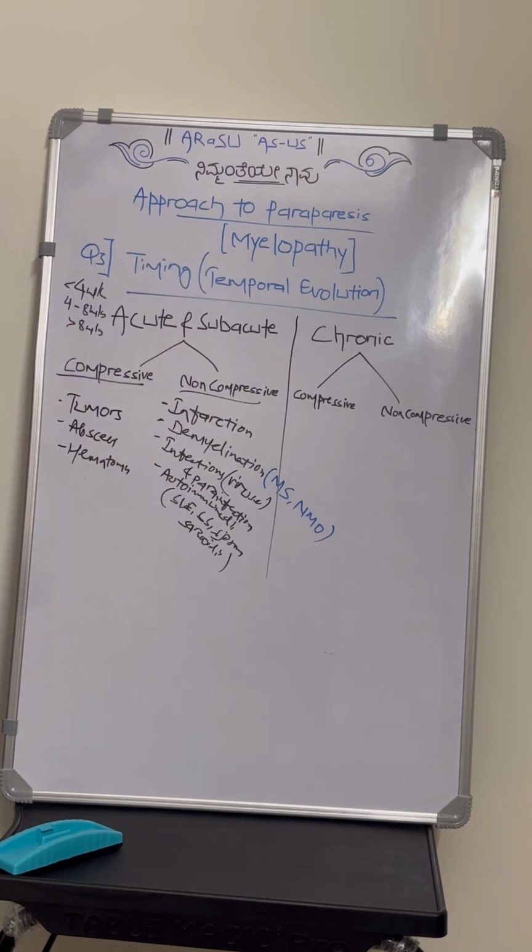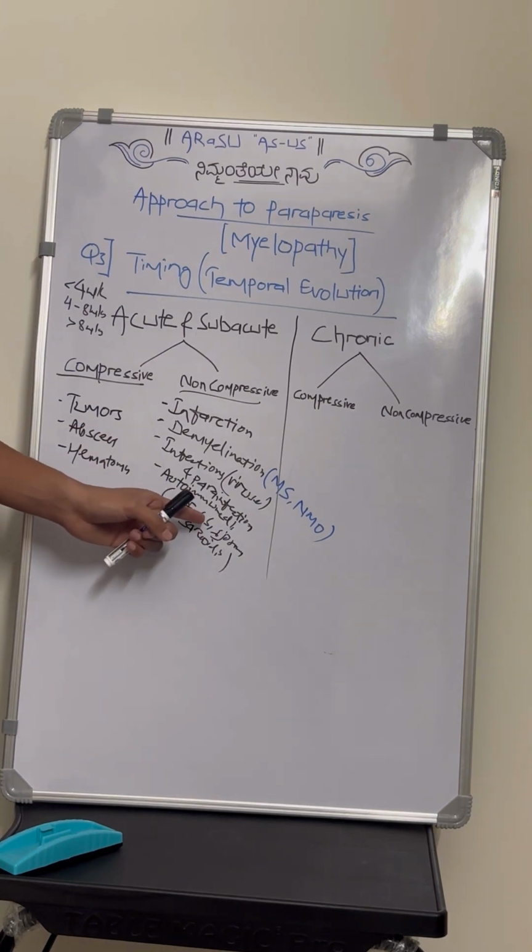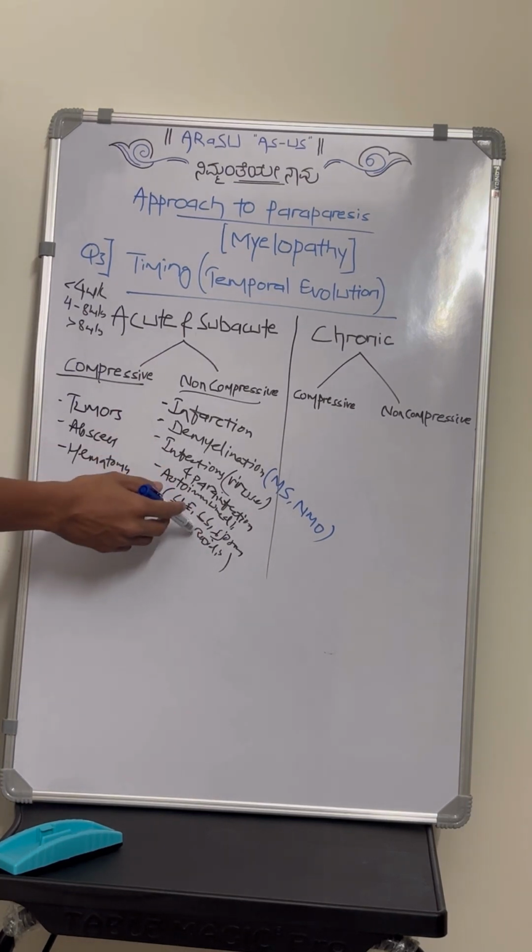Again, this is very rare. Coming to some autoimmune diseases, mainly sarcoid myelopathy and some systemic sclerosis or SLE kind of thing, those we can consider as a possibility. Those are very rare actually.